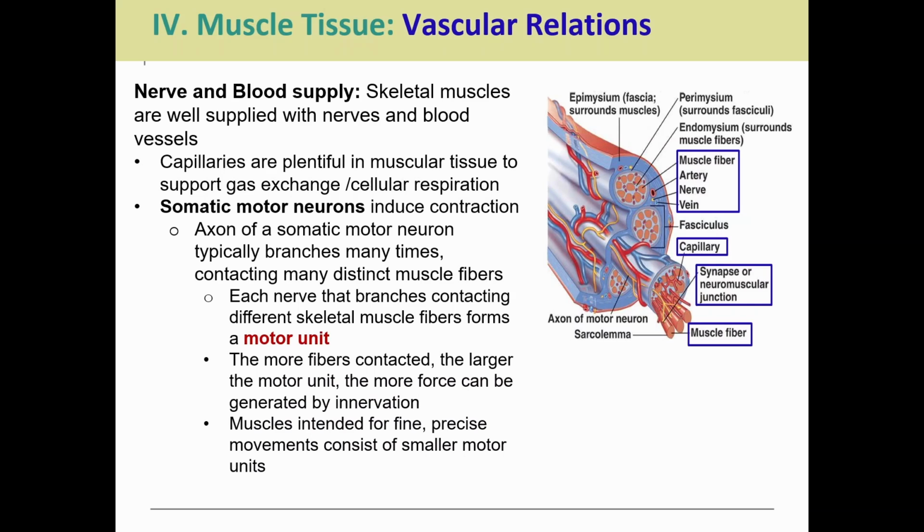We have somatic motor neurons that are going to talk with these muscle cells so that we can cause contraction. And each nerve, with all of the skeletal muscle cells that it innervates, is called the motor unit. And the more fibers that are contacted, the larger the motor unit, the more force we can get. If we need fine detail, precise movements, then we have smaller motor units. So big movements that don't require a lot of finesse can have larger motor units. Smaller, more fine-tuned movements would use smaller motor units.